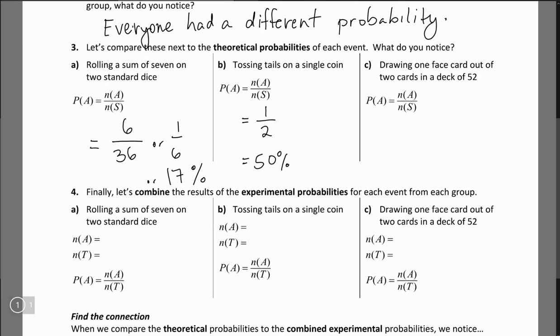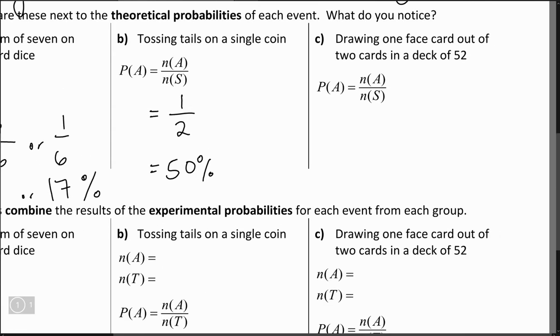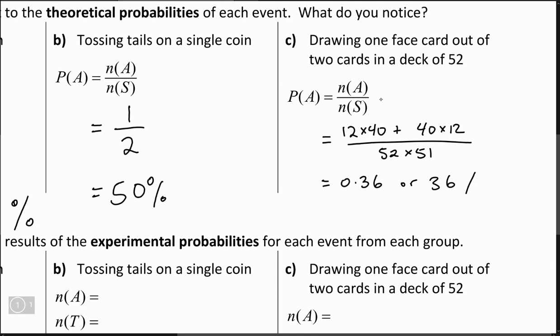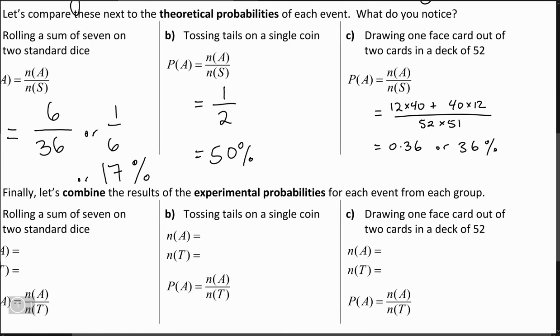And then drawing 1 face card out of 2 cards in a deck of 52. Well, I want you to just trust me on this one. I'll show you how we can calculate that. It's simply 12 times 40 plus 40 times 12 over 52 times 51. And that's a probability of 0.36 or 36%. Now, techniques to calculate this kind of probability problem will be in Chapter 2 and Chapter 3. Okay?